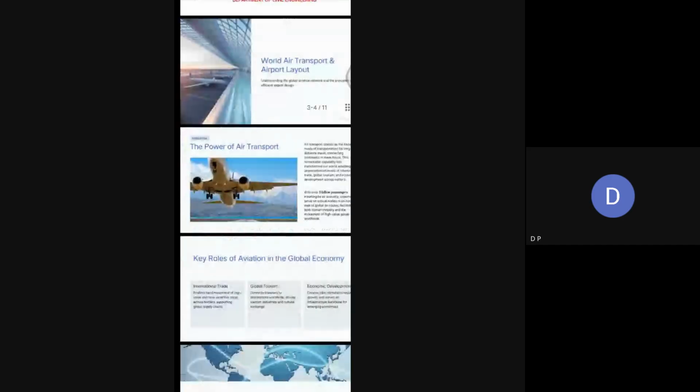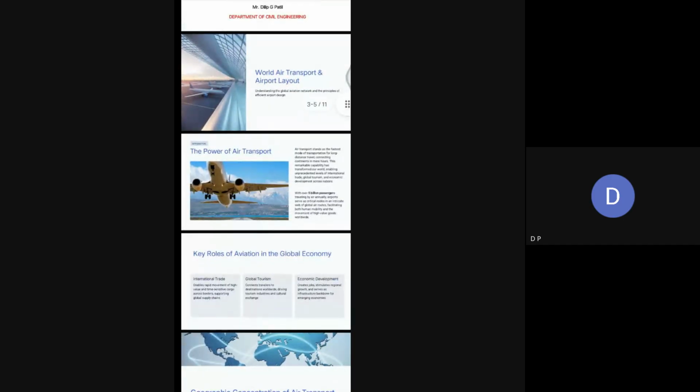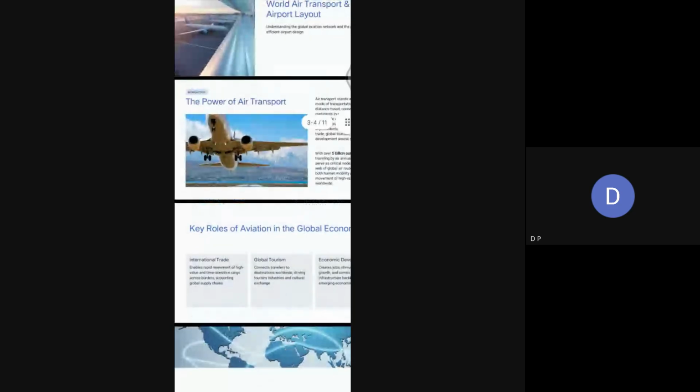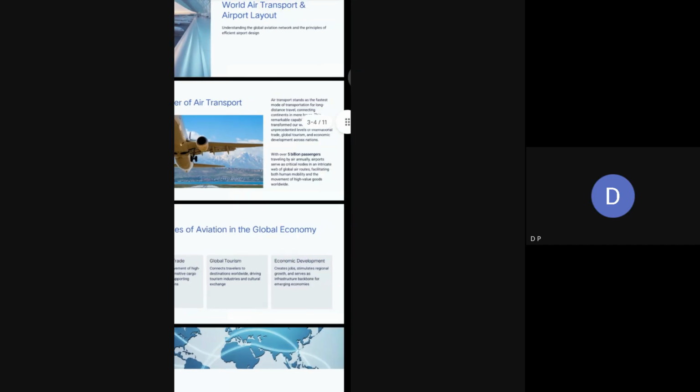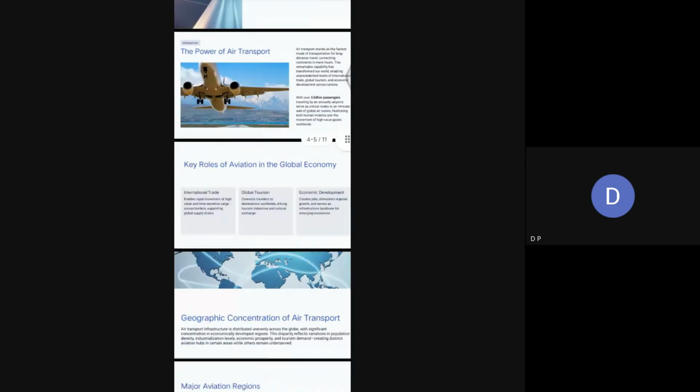Key roles of aviation in the global economy. First, international trade: enables rapid movement of high value and time sensitive cargo across borders, supporting global supply chains. Global tourism: connecting travelers to destinations worldwide, driving tourism industries and cultural exchange. Economic development: creates jobs, stimulates regional growth, and serves as the infrastructure backbone of emerging economies.